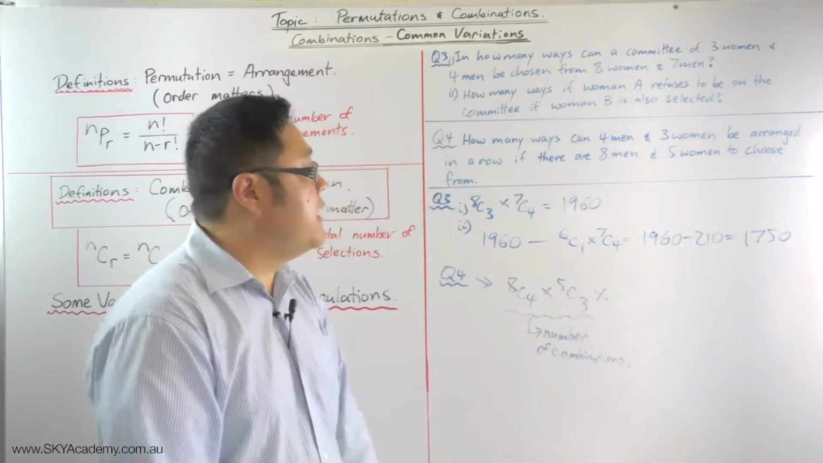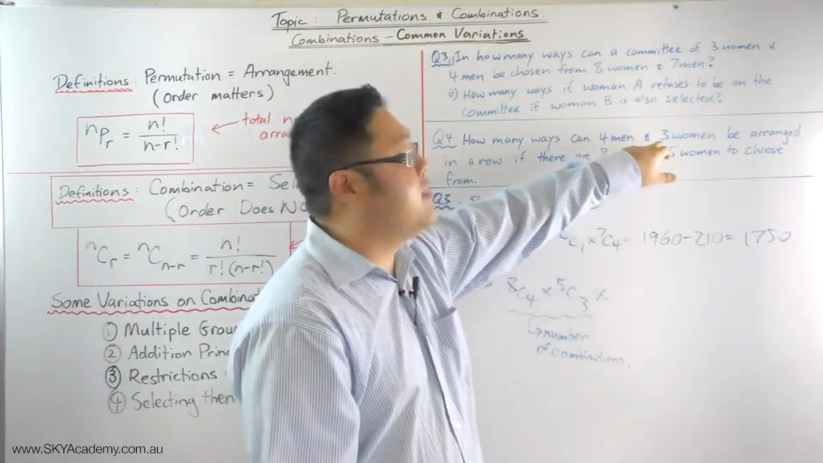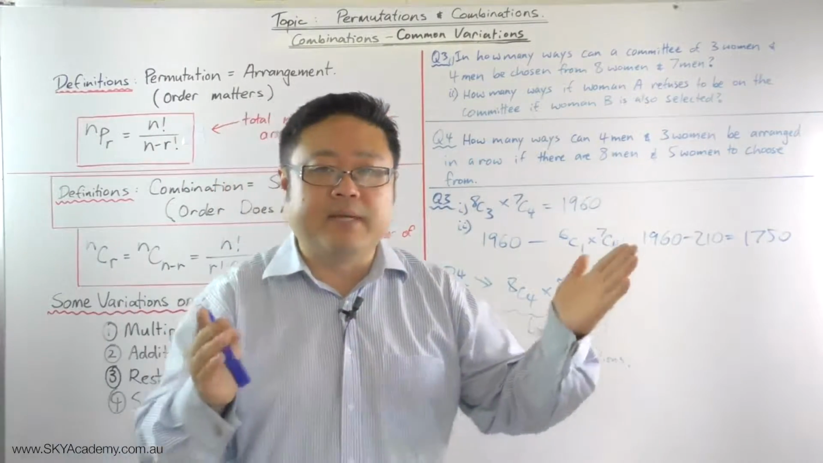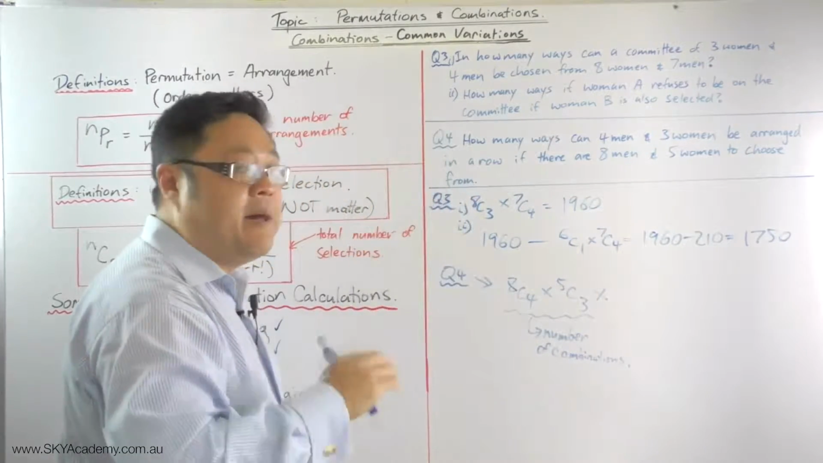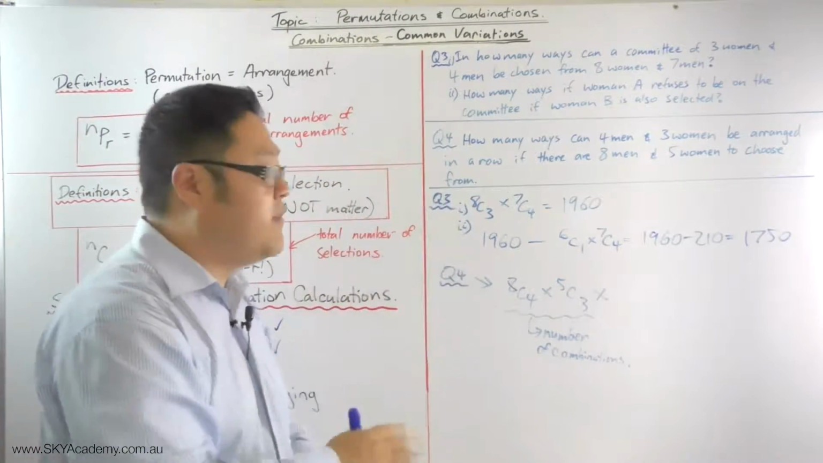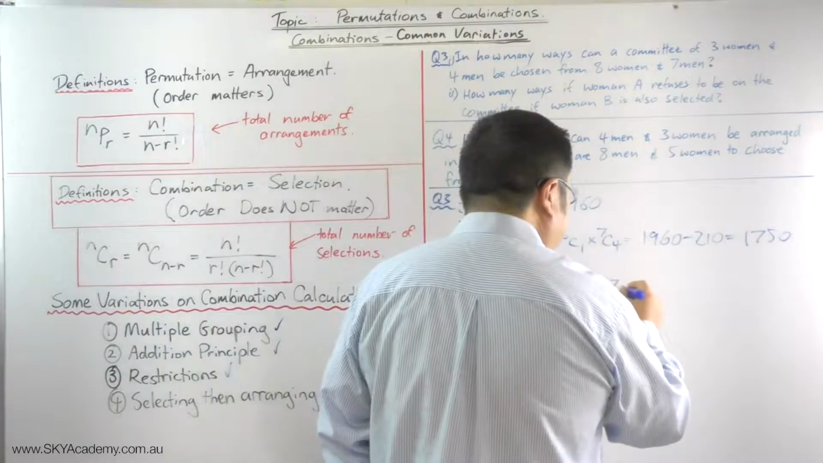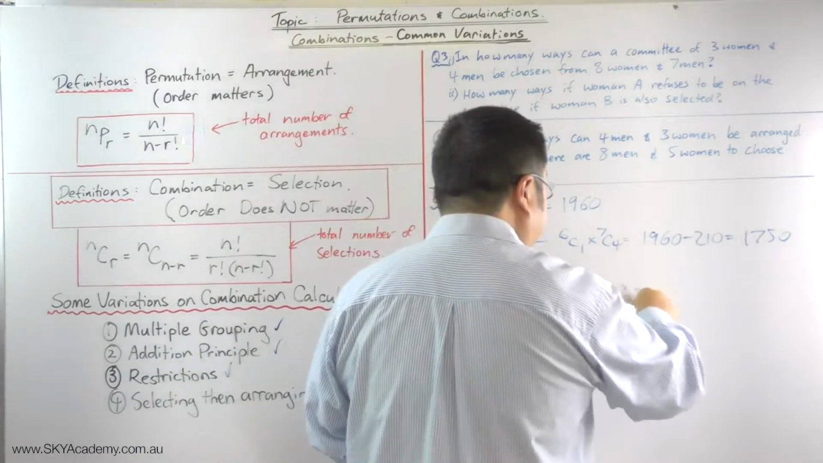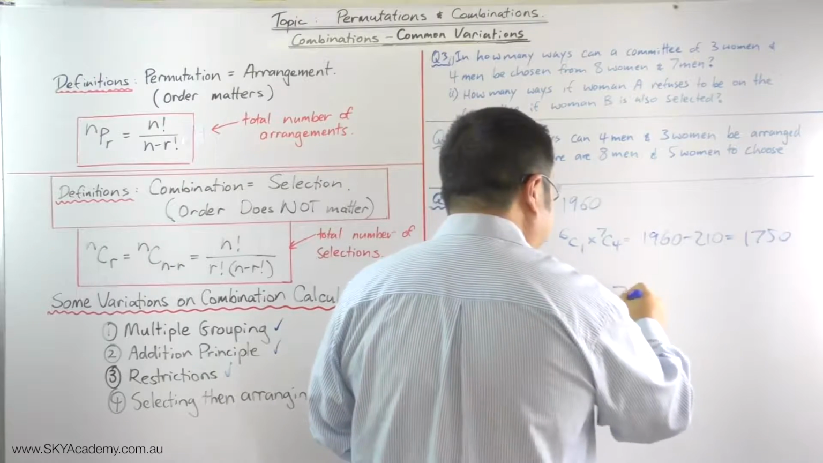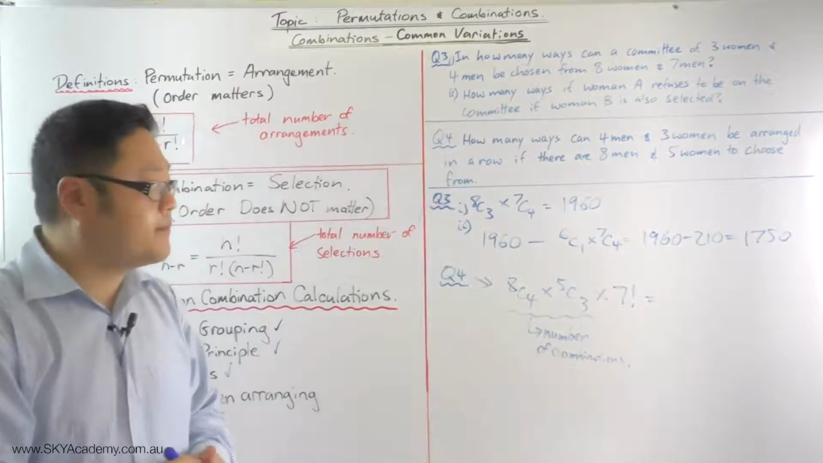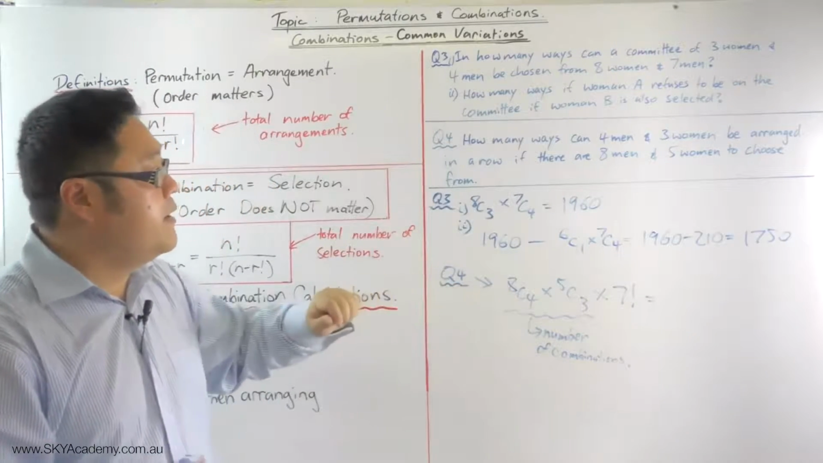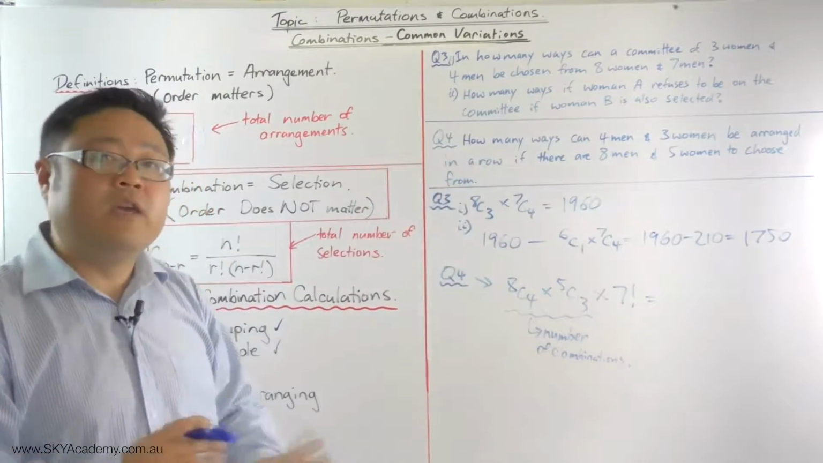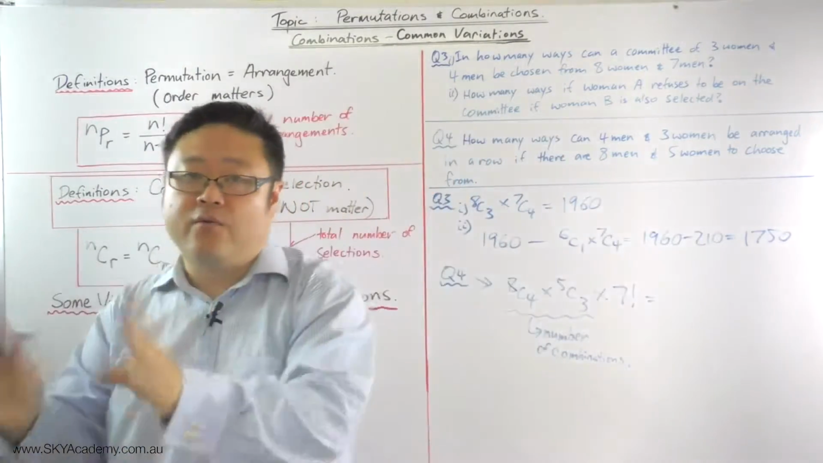And how many arrangements will there be? Well, if we're choosing 4 men and 3 women, there's going to be 7 positions in the row. How many ways can you arrange 7 people into 7 positions? Well, it's going to be 7P7, or another way of writing that is 7 factorial. Got it? So that is another common variation for this type of question, where you first have to select and then you have to arrange.